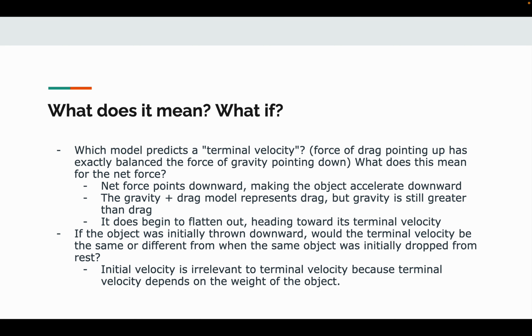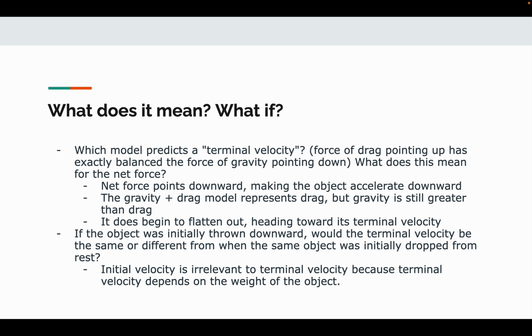So finally, one of the questions was which model predicts terminal velocity, which is when the object falling comes to a constant velocity because the force of drag is equal to the force of gravity. And in the gravity-only case, the net force on the eraser falling did point downward, so the eraser accelerated constantly downward. But in the gravity and drag model, you can see that the curve started to flatten out, making it kind of like a linear curve. So it was heading toward its terminal velocity.